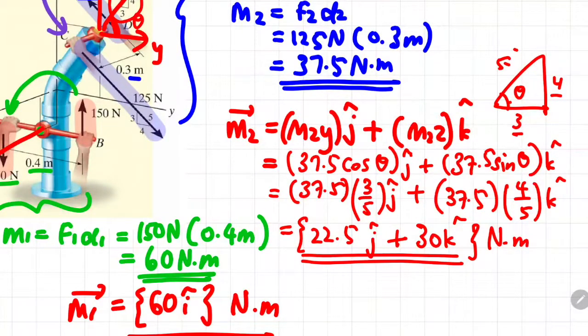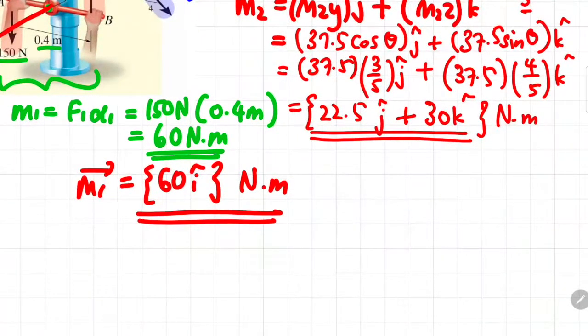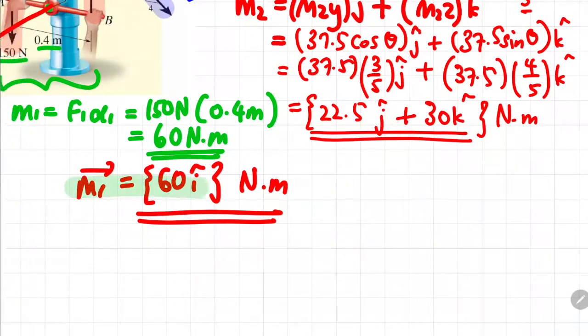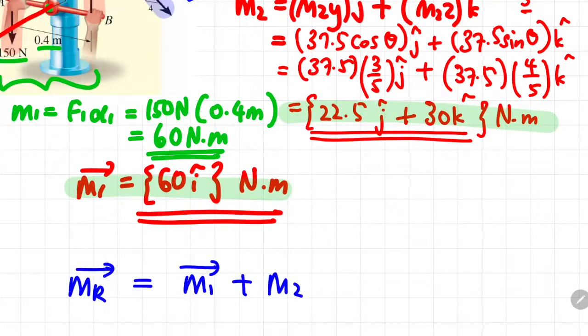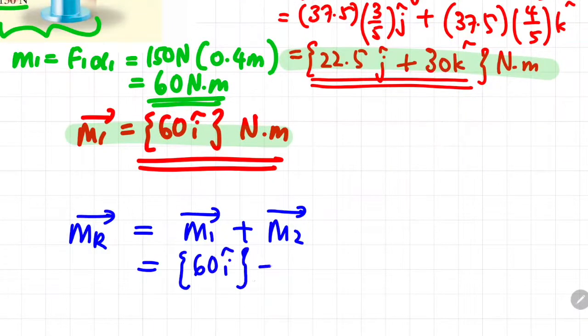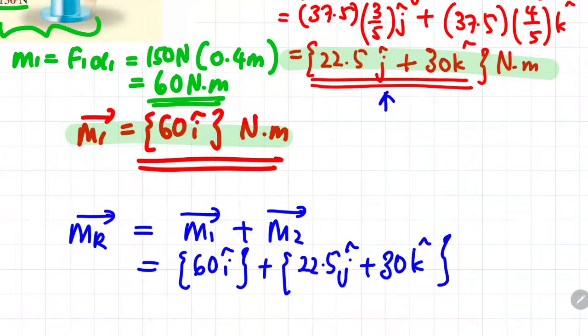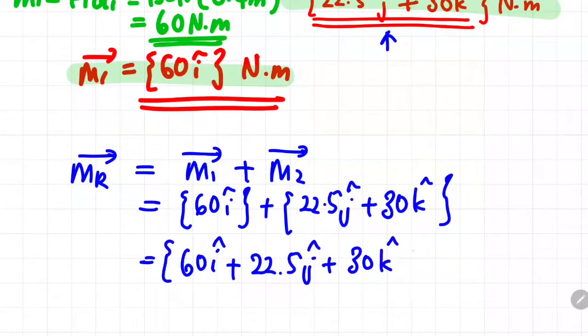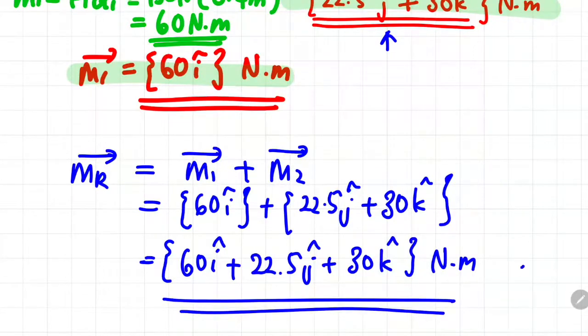Does it stop there? No, you have to find the resultant moment. So similar with the force vector concept, if you want to find the resultant moment, you have to sum up the vector of moment 1 plus moment 2. So moment 1 is 60i Newton meter and moment 2 is 22.5j plus 30k. I'll just rewrite this, and the corresponding vector for the resultant moment will be 60i plus 22.5j plus 30k, and the unit is Newton meter. Okay, done.